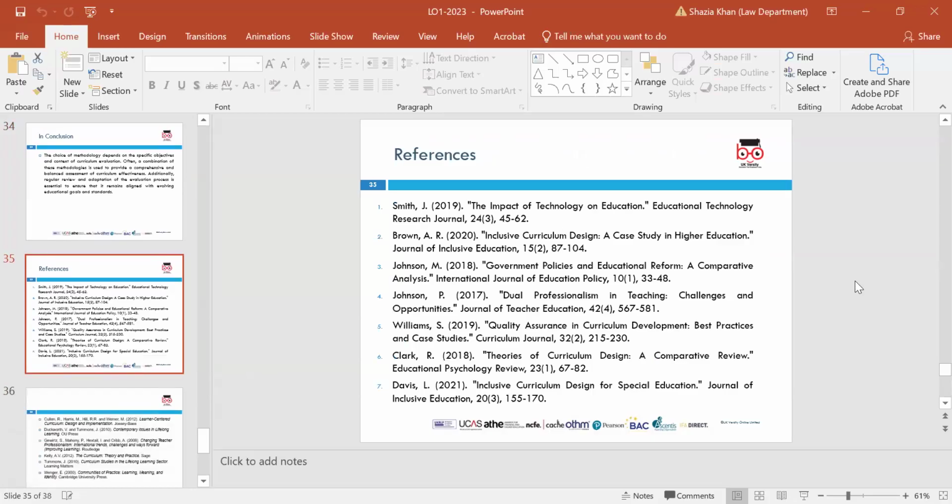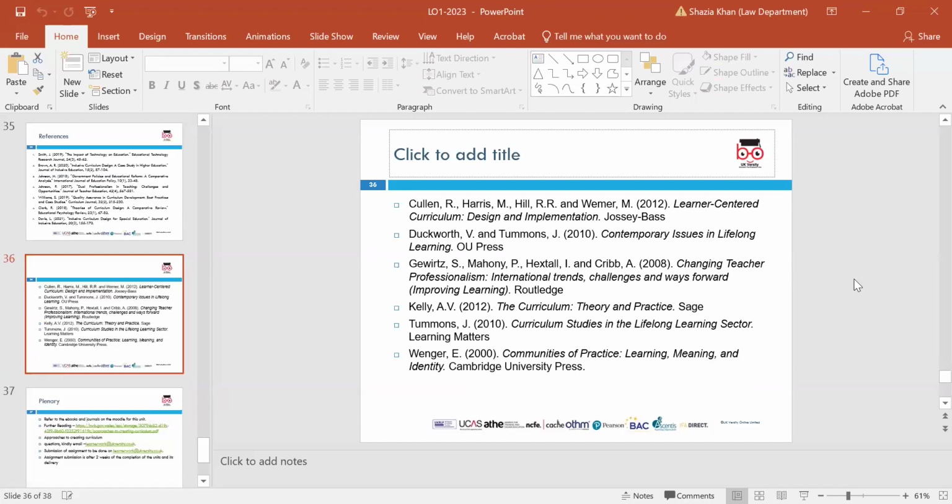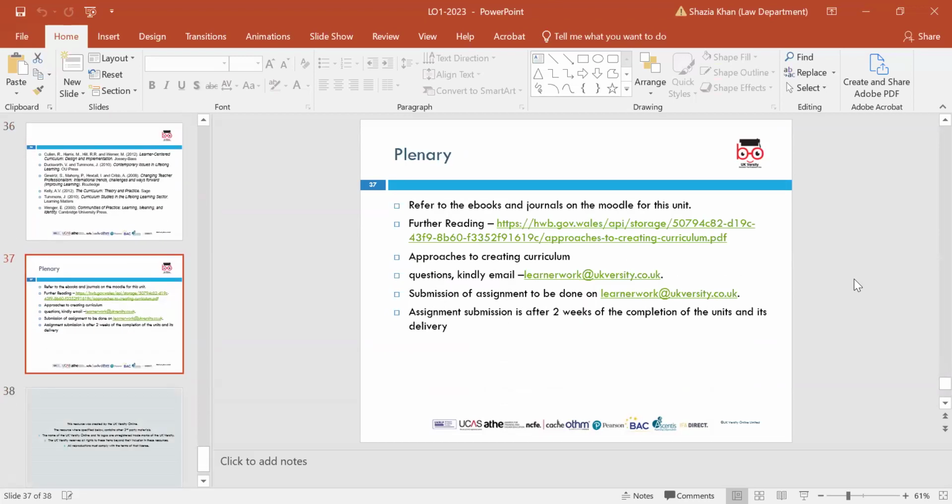These are some of the references that are being used for Learning Outcome 1 that you can refer to. There are 2 pages of those. For the plenary, refer to ebooks and journals on Moodle for this unit. Make sure you are using Moodle for this, as there's additional reading on there. I've put a link there for further reading. It's a PDF document on approaches to creating curriculum design. It looks at the different approaches to creating a curriculum and what elements and structure they need to go through, taking into account educational training, and educational curriculum design and development.